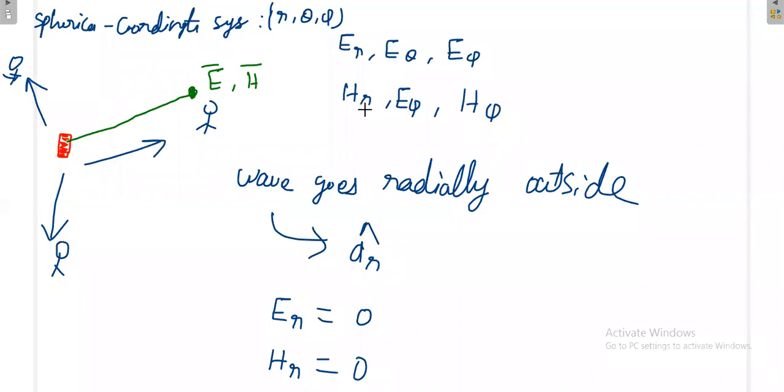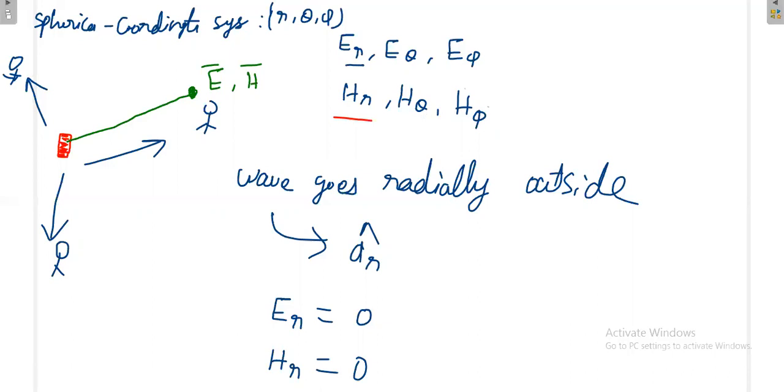Then H_r is 0, this is already over. I have written it wrongly: these are r, theta, phi components, H_r, H_theta, and H_phi. So E_r is 0, H_r is 0, then E_theta may be there, E_phi, H_theta, H_phi may be there.